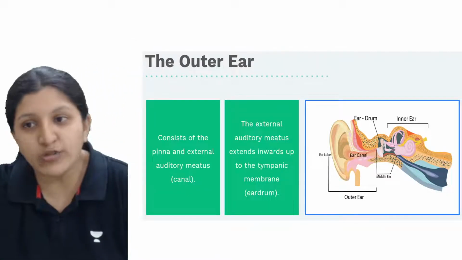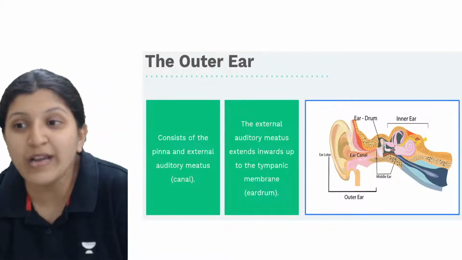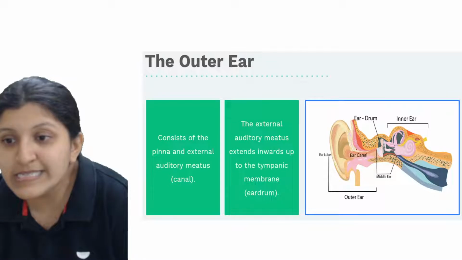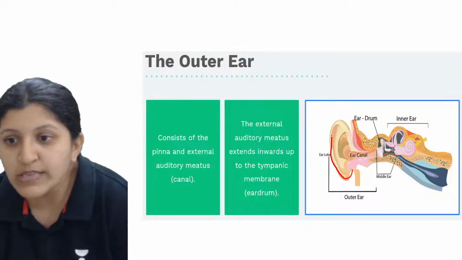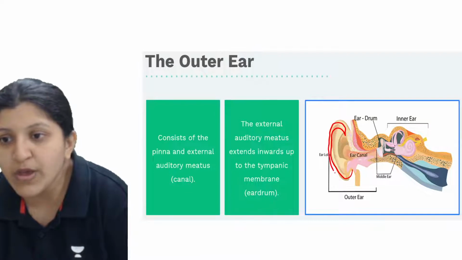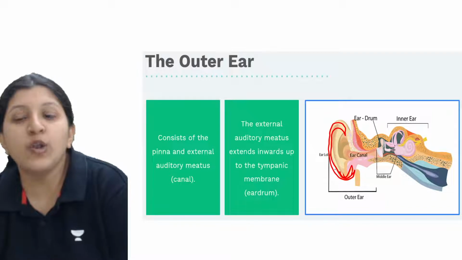So that is the outer ear. As you can see, what all is included in the outer ear? Let's see. So this is basically the pinna. You see the one which is here. So this is pinna. All right. So the pinna, or the earlobe, is there.